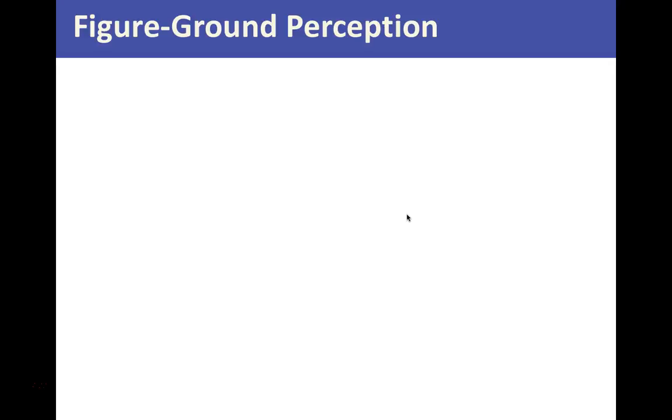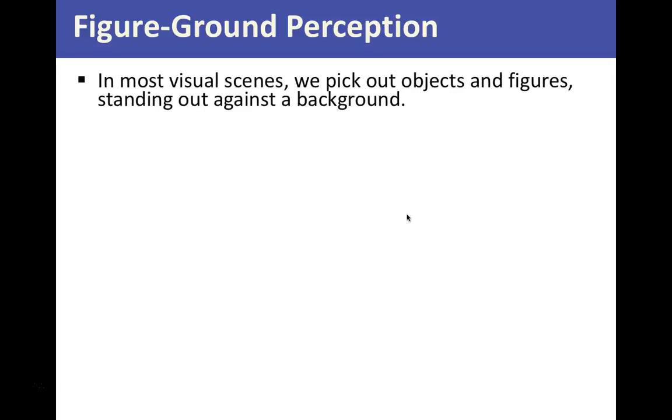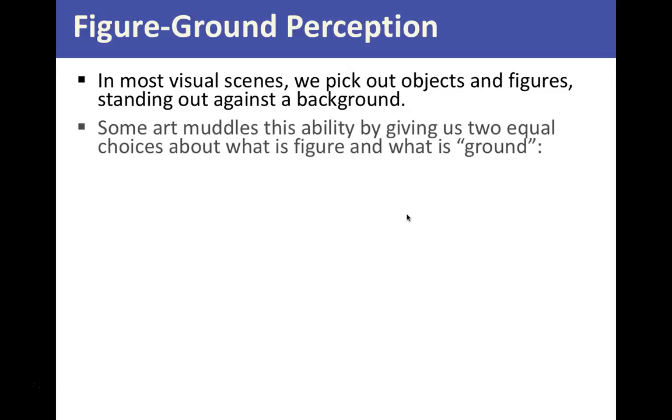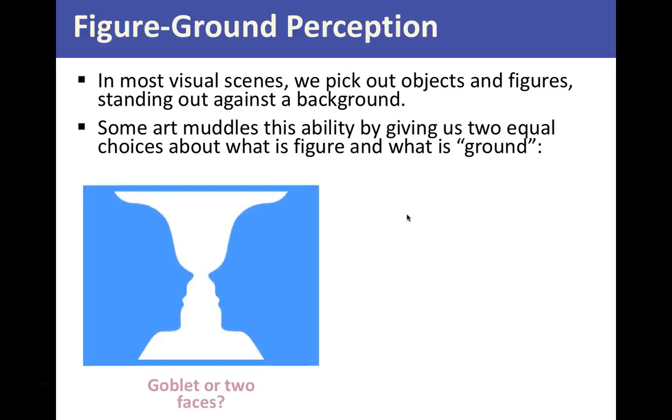Figure-ground perception, very important. In most visual scenes, we pick out objects and figures standing out against the background, despite the fact, of course, that the photoreceptors are in a flat screen setup. Some art muddles this ability by giving us two equal choices about what is figure and what is ground. So we do this naturally, but we can be fooled.